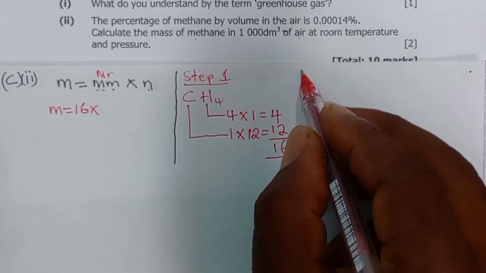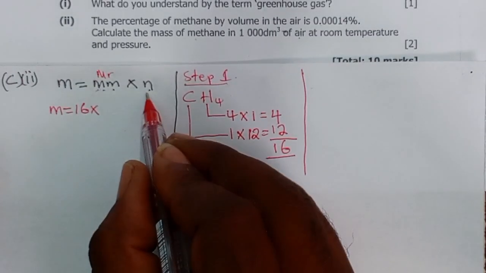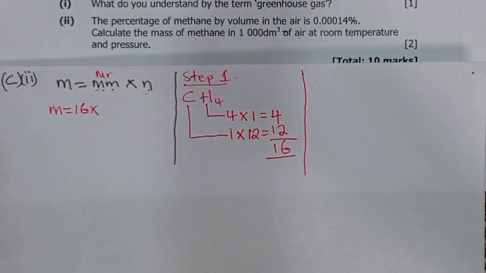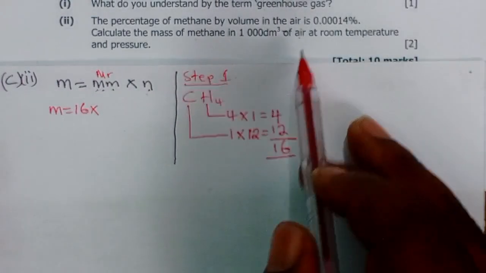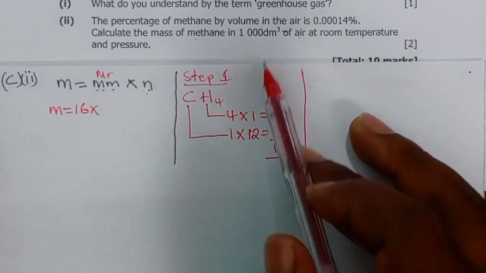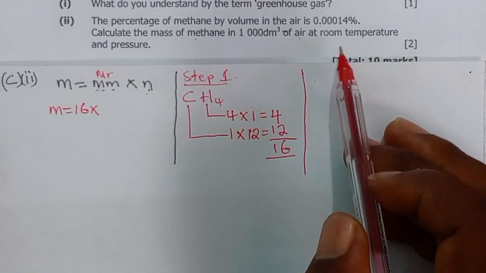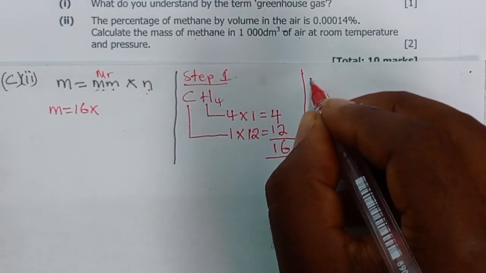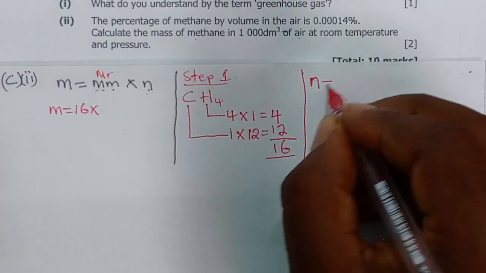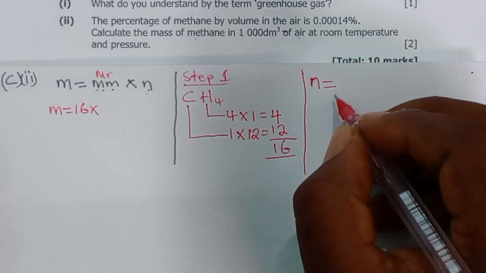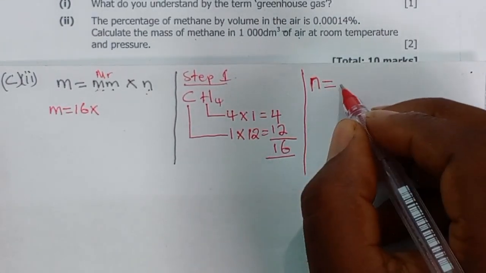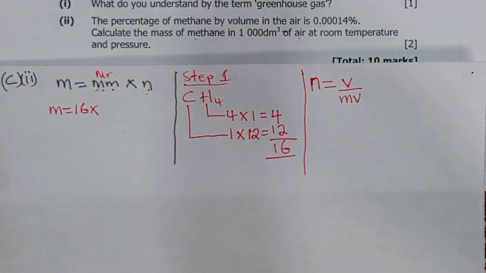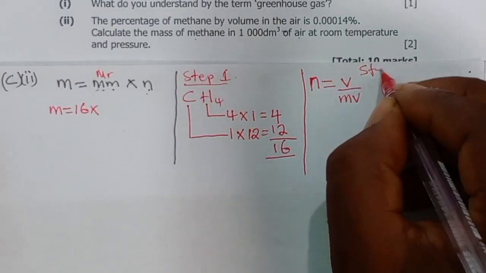So step 2, do we have the number of moles? No, we don't have. So let us calculate the number of moles. For us to calculate the number of moles, what have we been given? In this case, we've been given volume, and the molar volume is given at room temperature and pressure. So now I'll use the formula to calculate the number of moles. I'll use the formula for volume. So number of moles is volume divided by molar volume. So this is step 2.